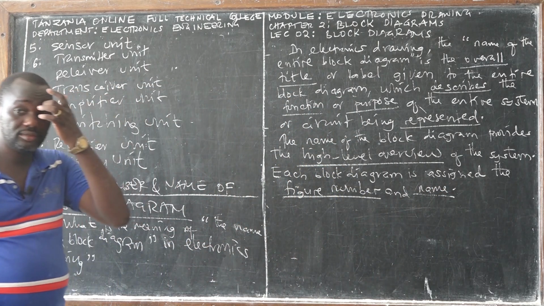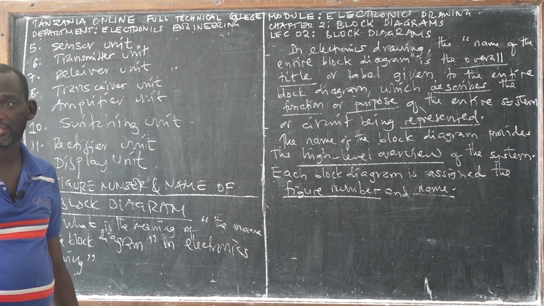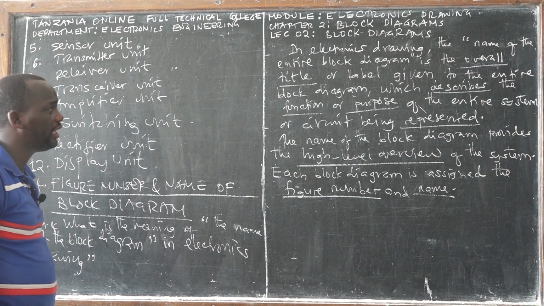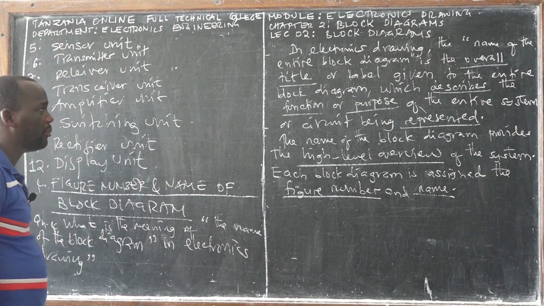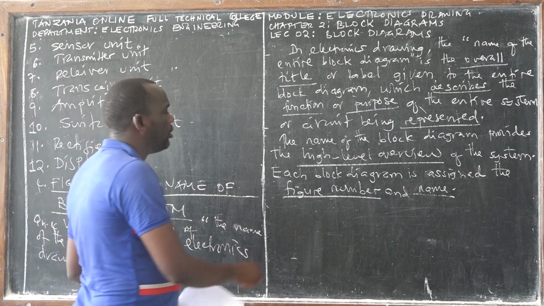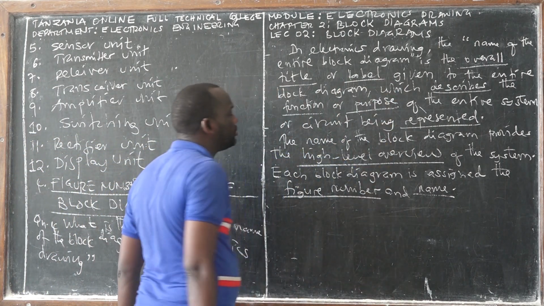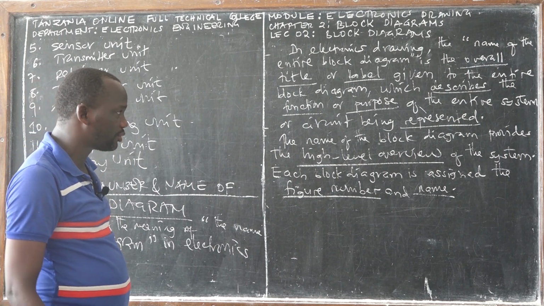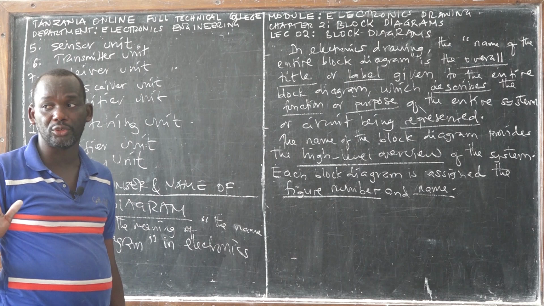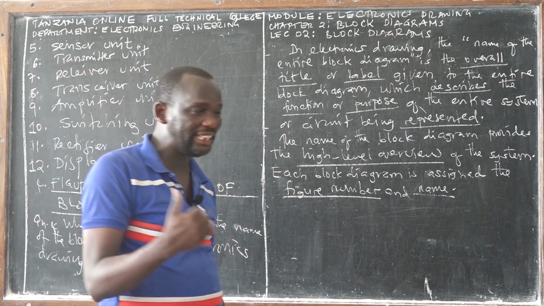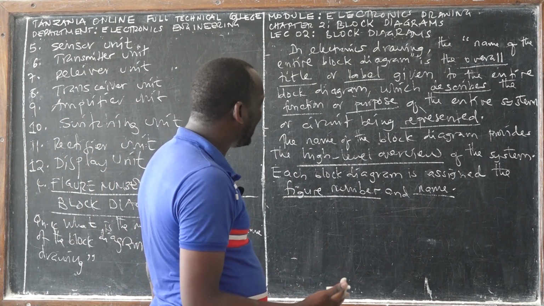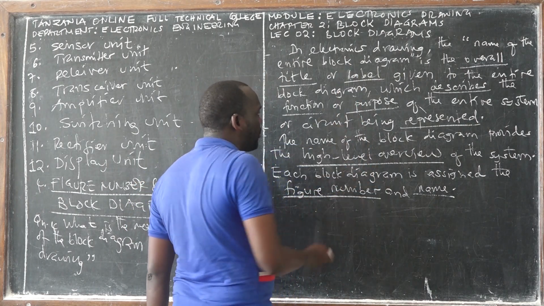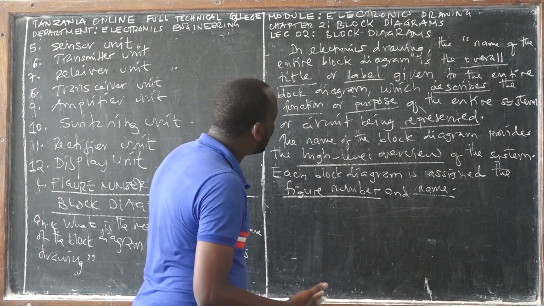So stop writing. Stop writing. Then we say that in electronics drawing, the name of the entire block diagram is an overall title or label. Say overall title or label given to the entire block diagram. So when you talk about label, now you know the meaning of label. But we don't mean that label. It's a title or label, but it doesn't mean that we are going to label within the blocks. No. Given to the entire block diagram.